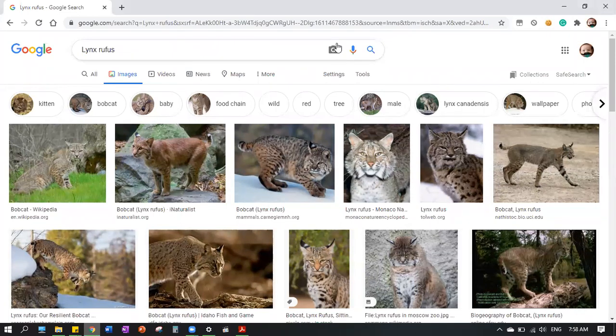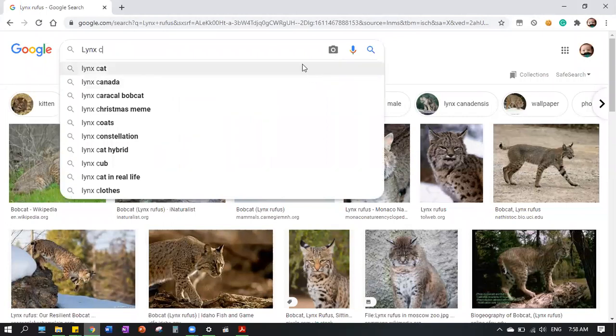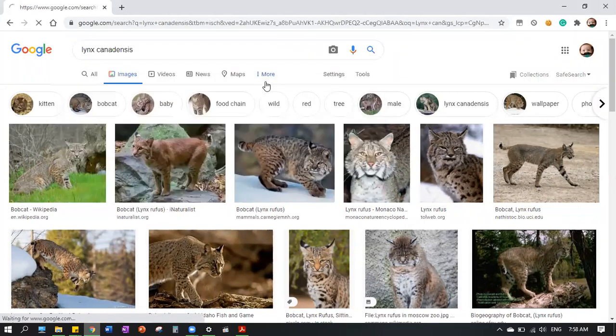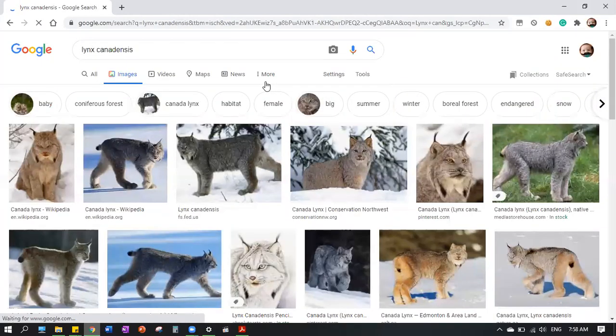They're not cute at all. I believe all animals are cute. Okay, let's search for the other one. Can you see they look so familiar? Can you guys see that?